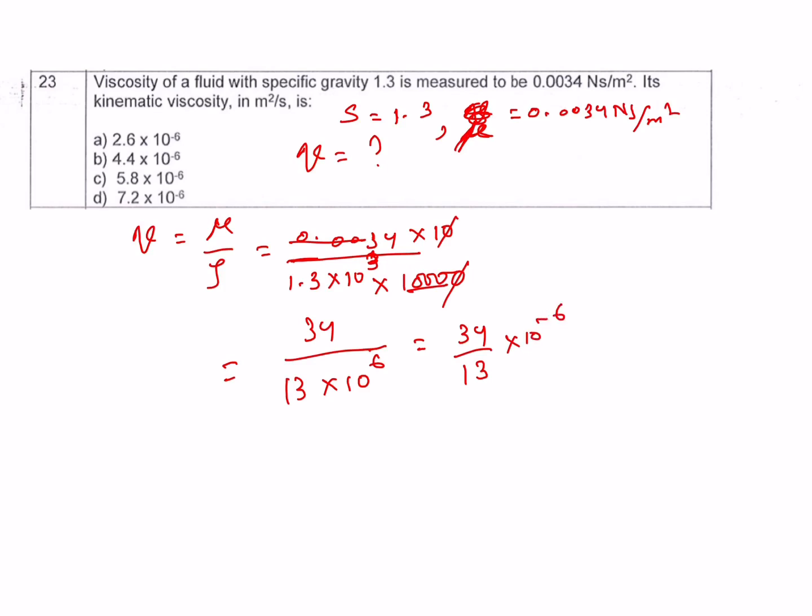10 to the power minus 6. 13 into 2, from the options, 4.4 is not possible, 5.8, 7.2. A is your correct answer. 2.6 × 10 to the power minus 6 meter square per second. A is your correct answer.